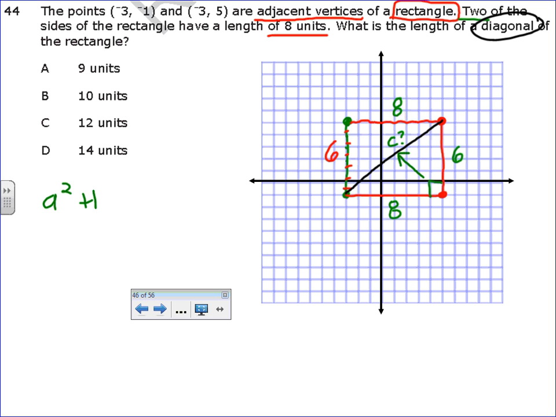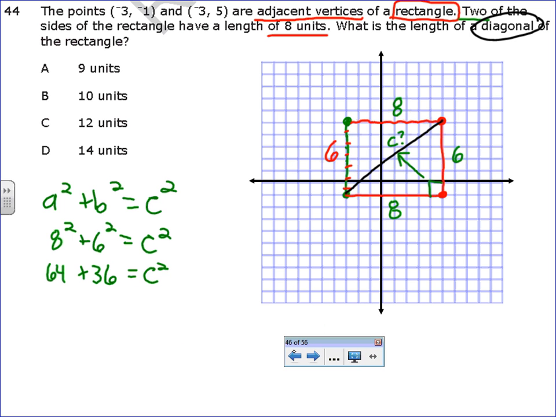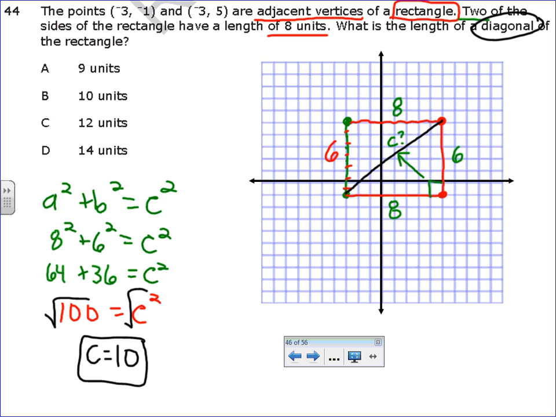So a squared plus b squared equals c squared. That's going to give me 8 squared plus 6 squared equals c squared. 64 plus 36 equals c squared. Okay, and from there, you get 100 equals c squared. Take the square root, c equals 10. Okay?